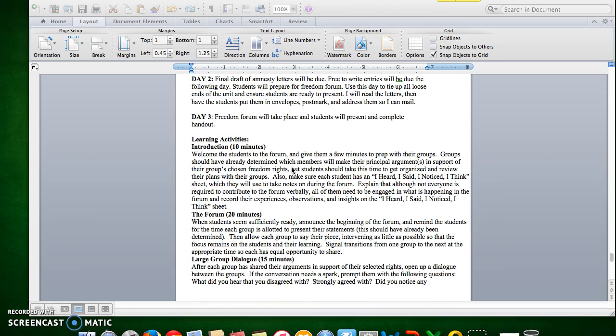The Freedom Forum will take place on the 3rd day of the week, and students will have a handout to complete about what they heard and what they saw and some reflections that they have about the Freedom Forum.